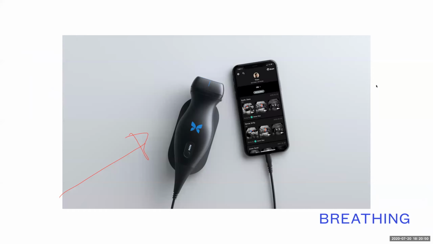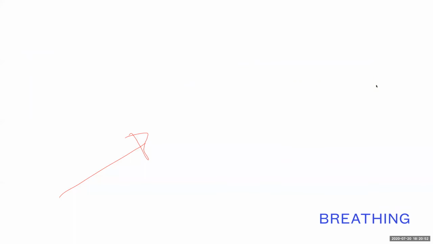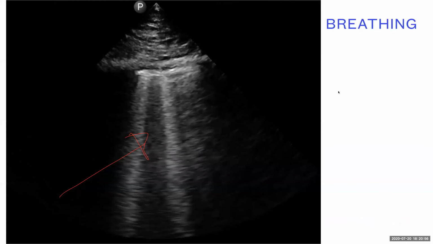Could you try again? I'm not sure how the arrow ended up on my screen. It wasn't me, but whoever put that on, if they could clear it, that would be great. Thank you.